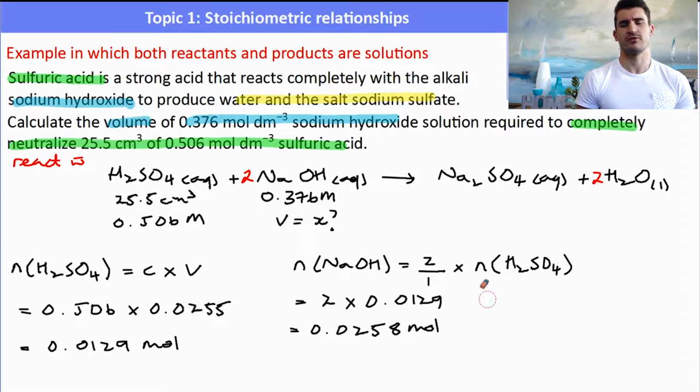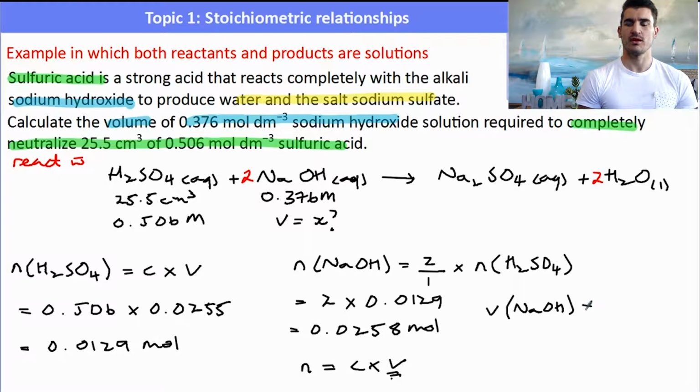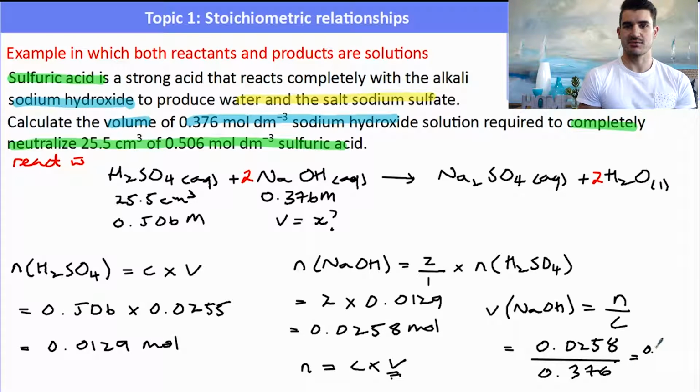Now, to find the volume, volume's always the one that's a bit tricky because you never have to find it all that often. You find a lot of concentrations and a lot of number of moles. So the way I do this is I start off with writing the equation that I can remember. N equals C times V. And then I can rearrange that to find the volume. So volume of NaOH is equal to the number of moles, N, over the concentration, C. We found the number of moles in the last part, 0.0258. The concentration, well, that was given in the question, so we needed to use that somewhere. That's going to give us the volume of NaOH that we need in decimeters cubed.